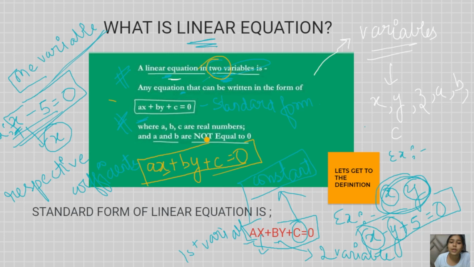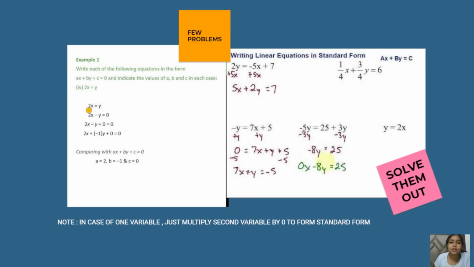Okay, let's now move to the next slide, where I can show you how to solve some problems based on this standard form. The first question is: write each of the following equations in ax plus by plus c equals 0 form. So basically this is your standard form, and you just have to write all the equations in the standard form. The first equation given, for example, is 2x equals y. So how do you solve a linear equation? Linear equations can be very easily solved. You just have to add or subtract equal things on both sides so as to nullify a particular term.